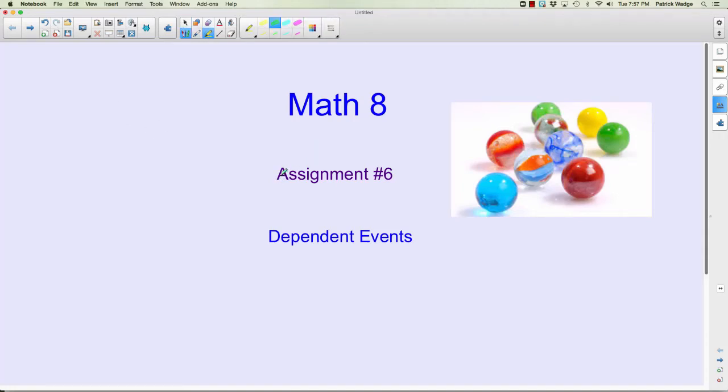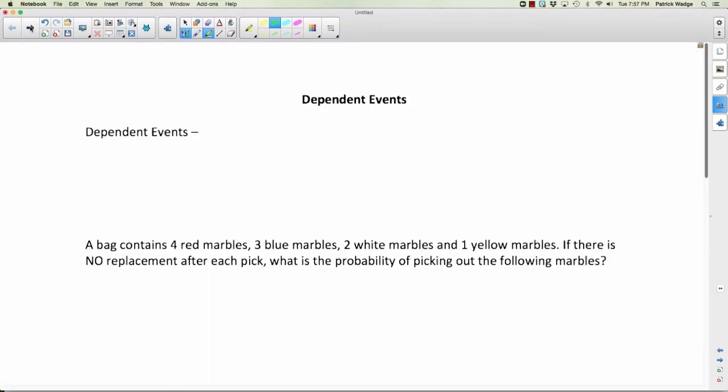This is assignment number 6 we're up to. This one's on dependent events. Last time we did independent, today we're going to do dependent. We're going to talk about marbles a lot today, hence the picture. All right, let's get right to it.